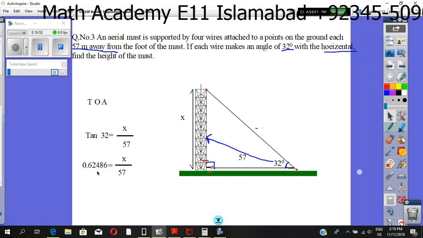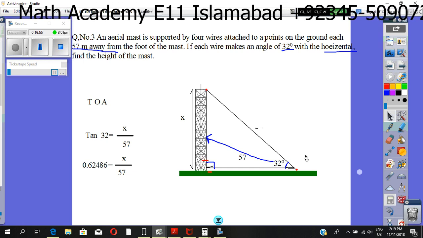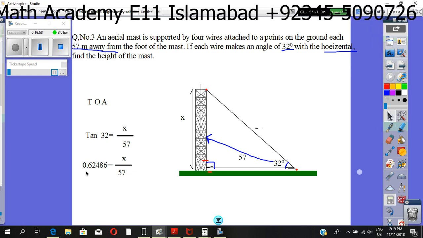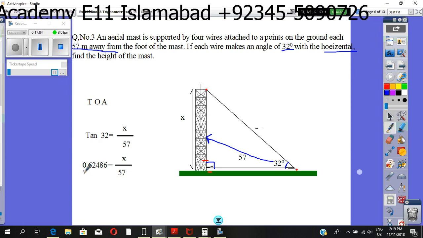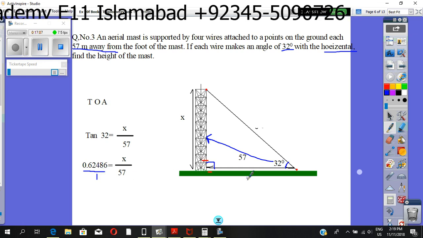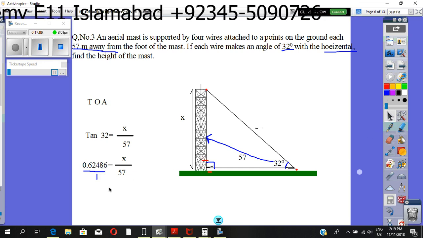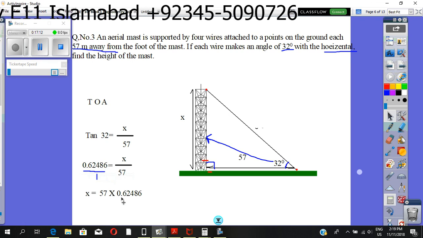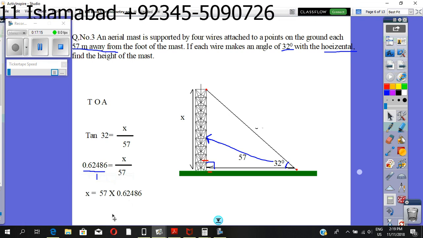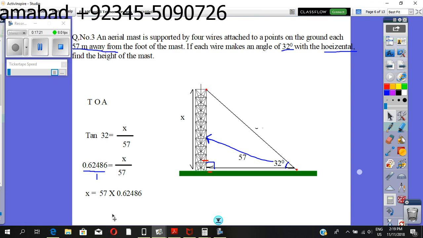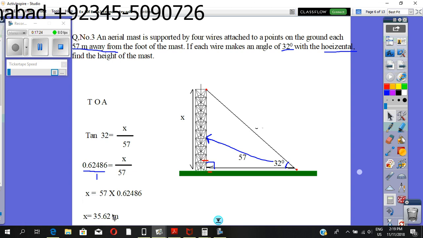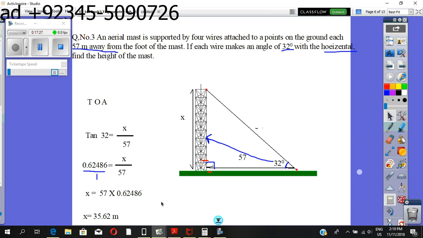0.62486, and then we're supposed to do the cross multiplication. If we put the denominator 1 over here, then we get x equals 57 times 0.62486, which is tan 32, and after multiplication we get 35.62 meters. This is basically the height of the mast.